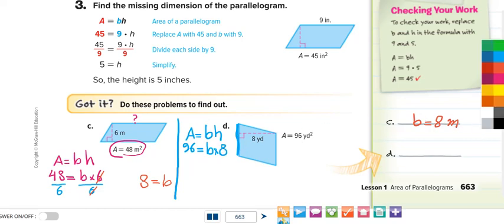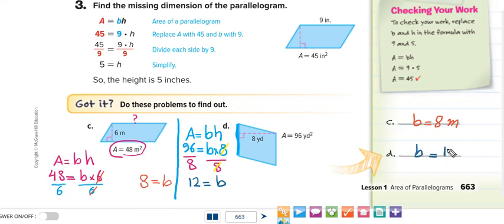So what are we going to do? Excellent. We will divide by 8, for both sides. Dividing by 8 will cancel this 8 with this 8. So who can divide? 96 divided by 8 will give you what? Yes, excellent, it will give 12. So 12 equals B, which means the base B equals 12. 12 what? Yes, 12 yards.